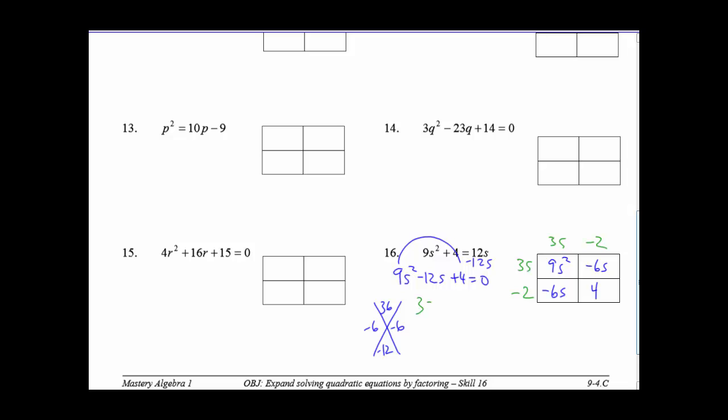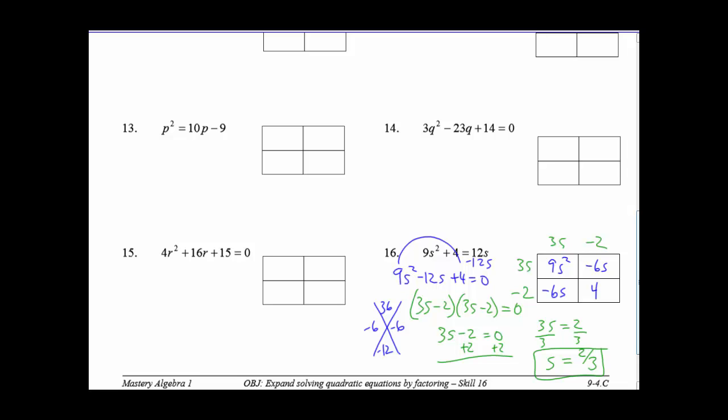So when we factor this, we get 3s minus 2 times 3s minus 2. That should be equal to 0. Notice both factors are the same, so we can go 3s minus 2 equals 0 only one time. We're going to add 2 to both sides. Get 3s equals 2. When you divide by 3, you get s is equal to 2/3.